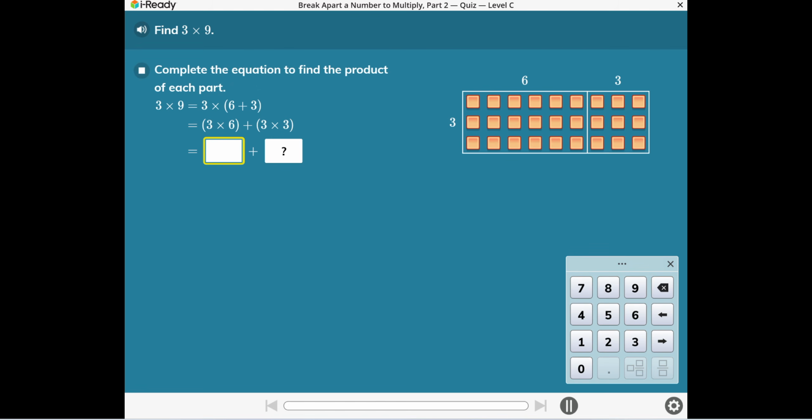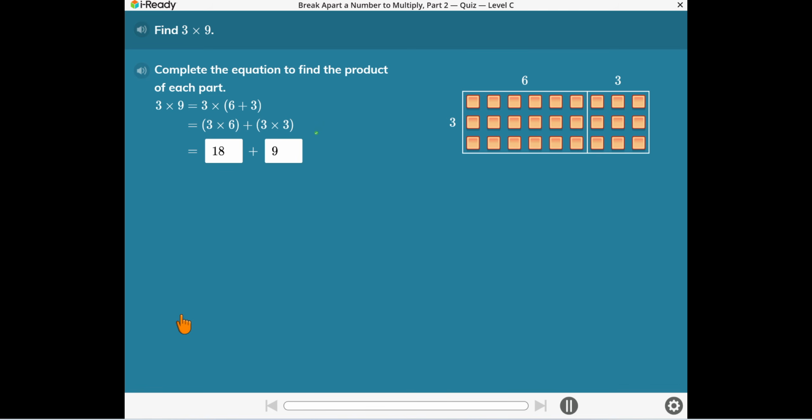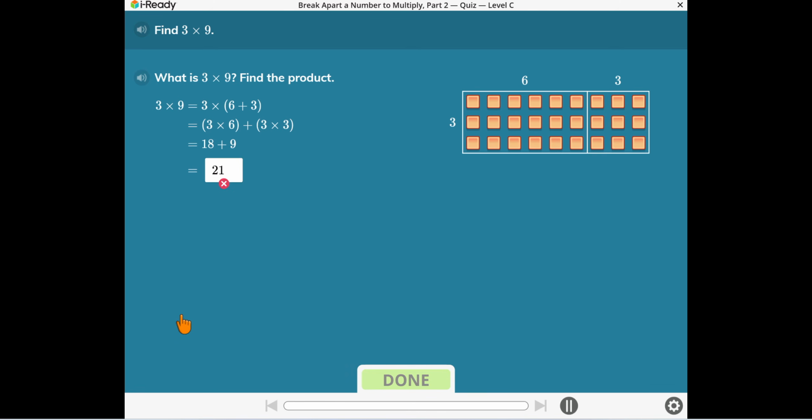Complete the equation to find the product of each part. What is 3 times... 18 plus 9 equals 27. So 3 times 9 equals 27.